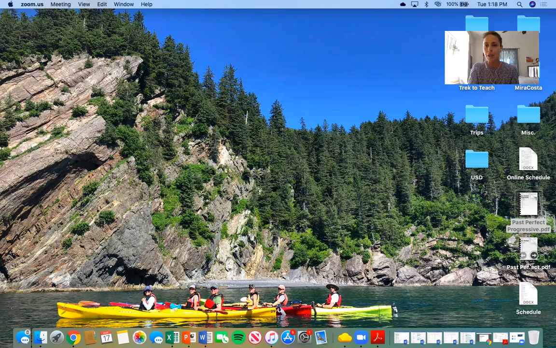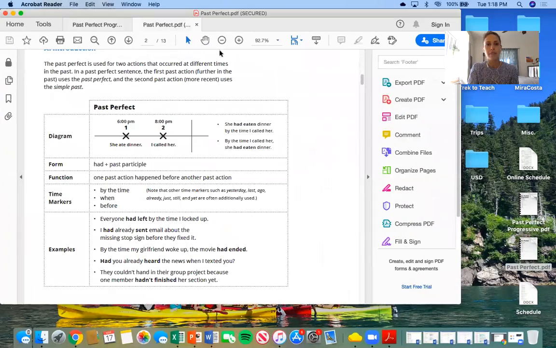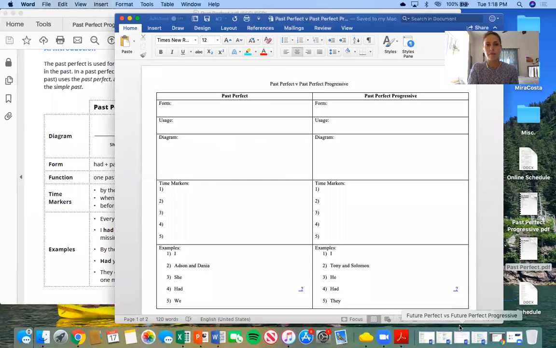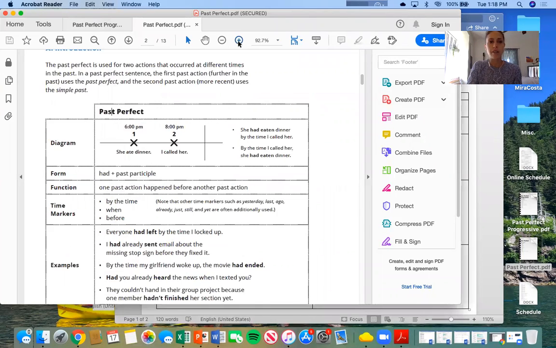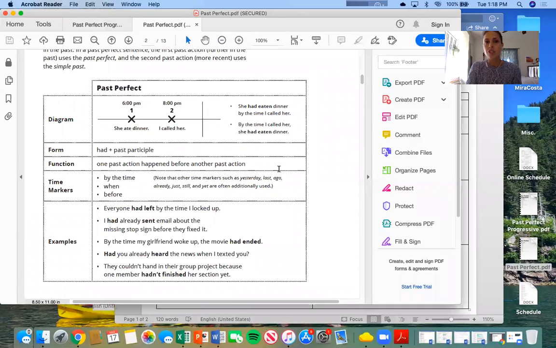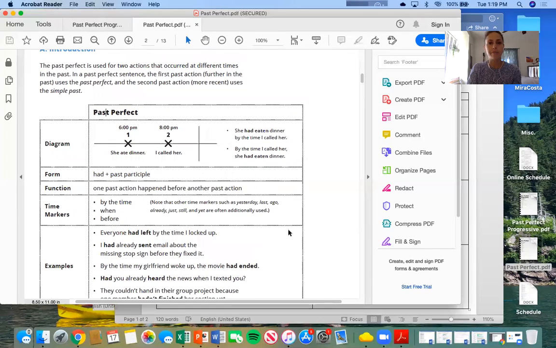So we're going to pull up the past perfect worksheet that's from esllibrary.com. I'm also going to pull up our document that we've been working on in class, okay? So let's look at the past perfect. Now, just to be clear, the past perfect is really just used in formal situations. So oftentimes we use the simple past instead of the past perfect. But there are some times that we should use this. And so that's what we're going to talk about today.